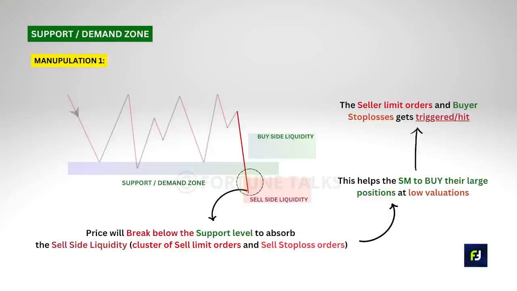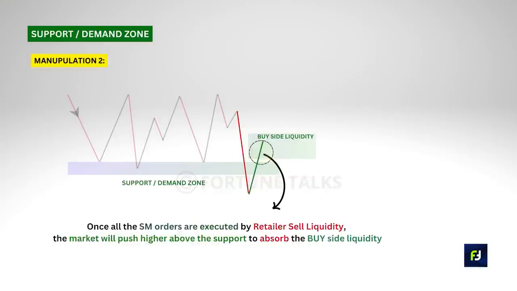This will result in retail sell orders and sell stop losses being triggered. Now the buyer positions will automatically be exited when their stop losses get hit, while the sellers are still in their trade and their buy stop losses are still active above the support level. Now, once all the smart money orders are executed by the retail sell orders, which were accumulated below the support, they will push the price higher.